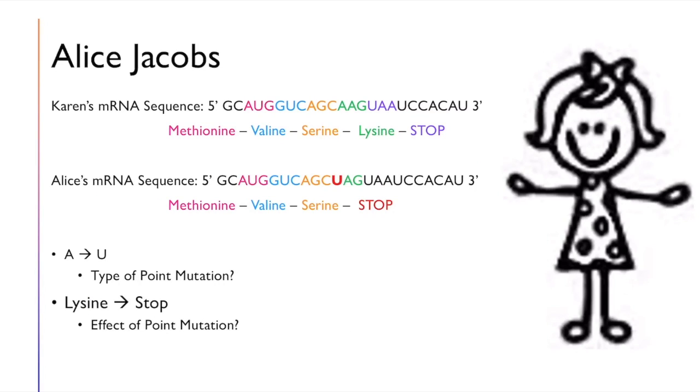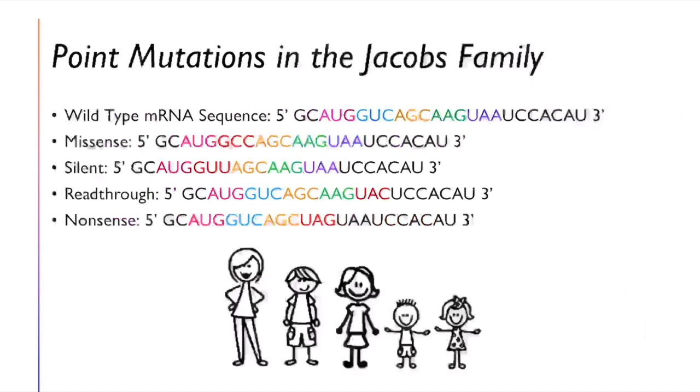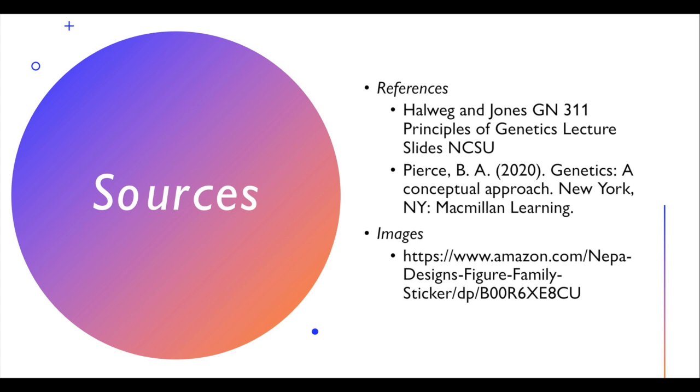Last but not least, Alice has the mRNA sequence that changes adenine to uracil and lysine to a stop codon. This is a transversion mutation that is nonsense. Here's a summary of the mutations that we discussed, and here are my resources.